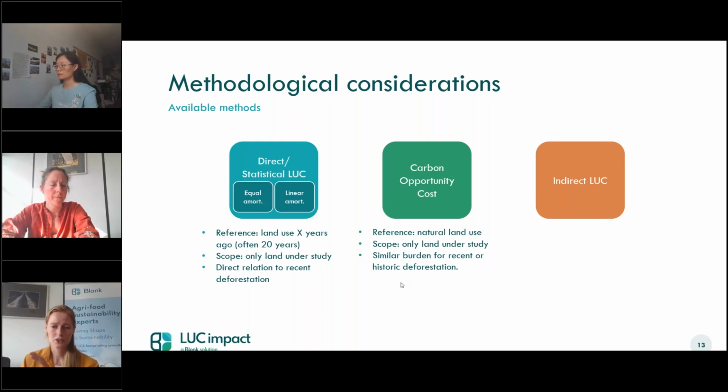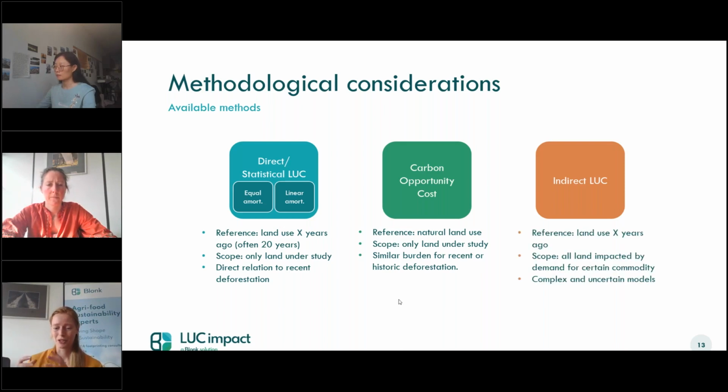Then a third one that I wanted to highlight is indirect land use change, because of also a different fundamental aspect to it. The reference is still X years ago, so we're still looking at historic land use changes, but the scope is not just the land directly used to grow a certain commodity or crop, but it's all the land that is impacted by a change in demand for a certain commodity or crop.